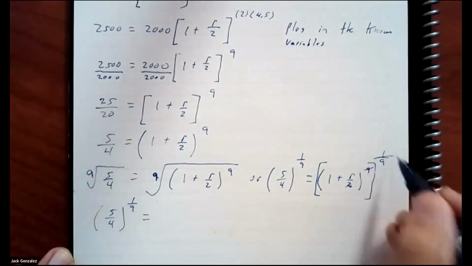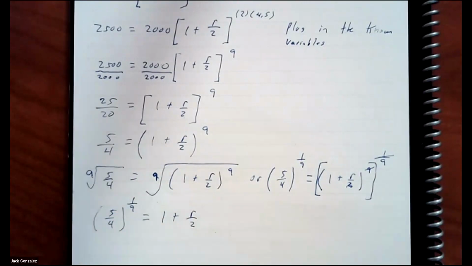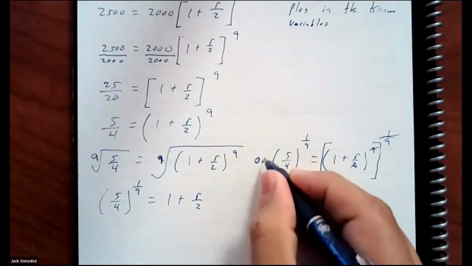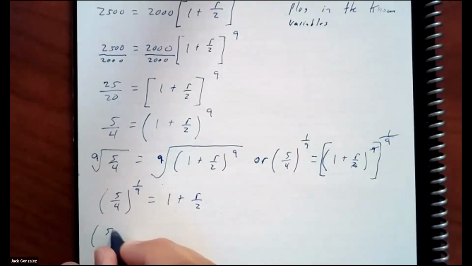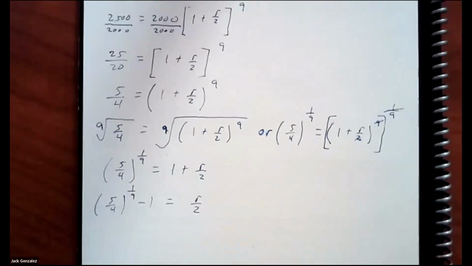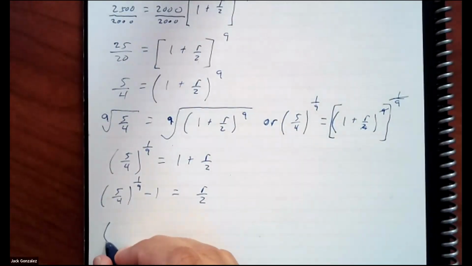These will cancel, leaving you with 1 plus r over 2. To solve for r, subtract 1 and times 2 and you're done. Subtract 1 on both sides. Times 2 on both sides. Let's skip the minor step. Is that cool?